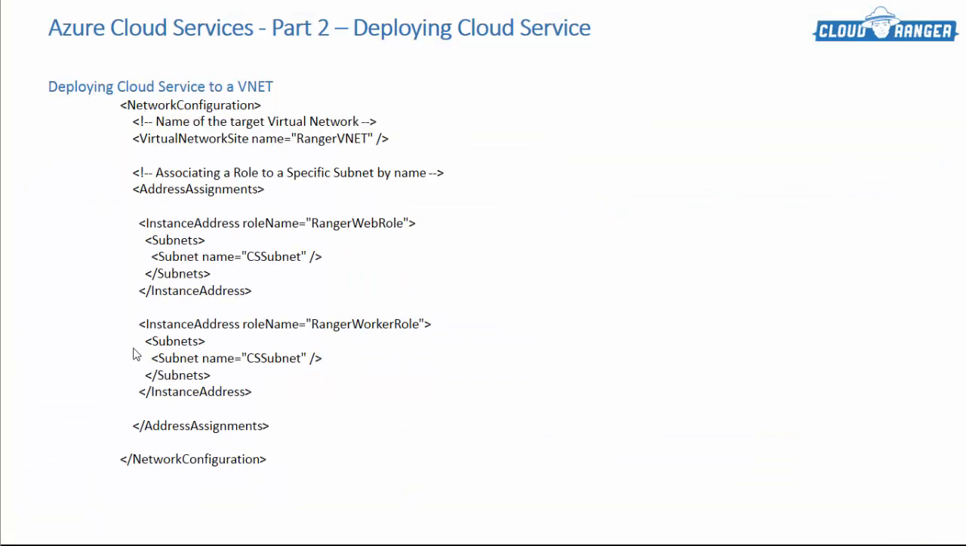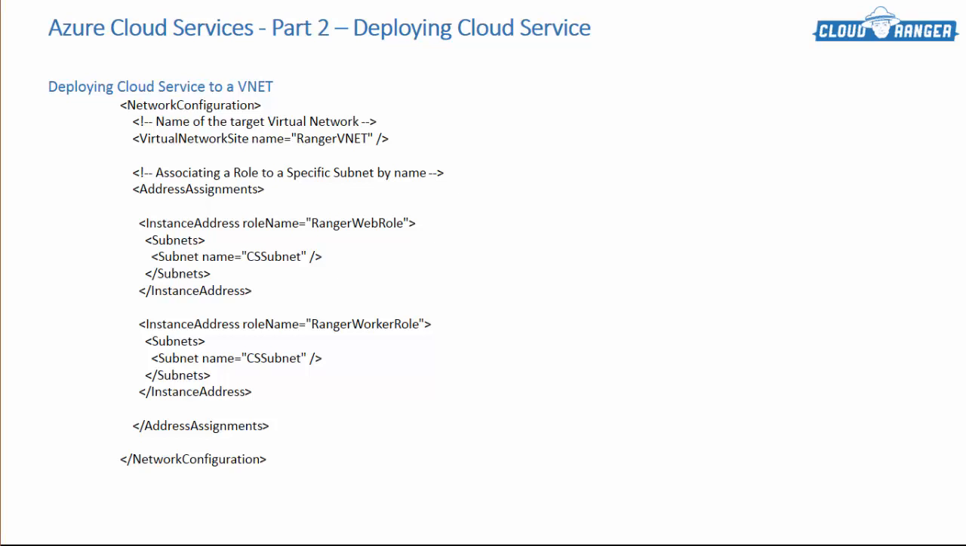This is really what it is: you put this in the service configuration file, and you describe what the VNet is going to be, what the subnet is going to be, and which subnet the roles will be in. As you can see, they are all in the same subnet. If you had more roles, you just add more instance addresses over here and add those nodes in as well. So that concludes that.